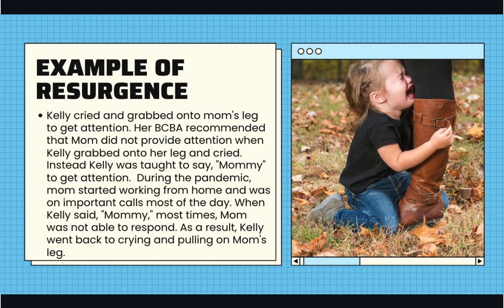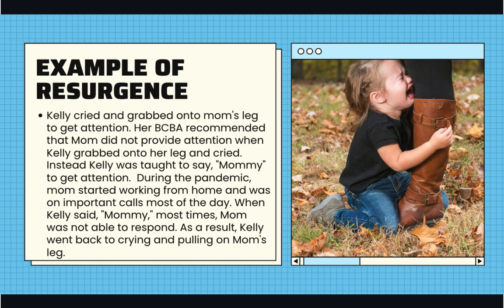Right? So here we see an example of a person being taught a replacement behavior. Kelly is crying. You can see in the picture, she's grabbing onto mom's leg and she's crying. That behavior was put on extinction. Attention was not provided for that behavior. But then she was taught another way to get attention. She was taught to say mommy.